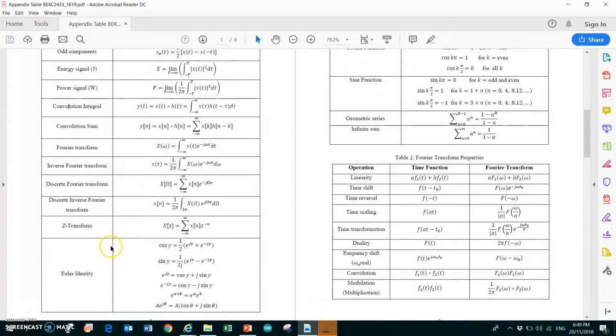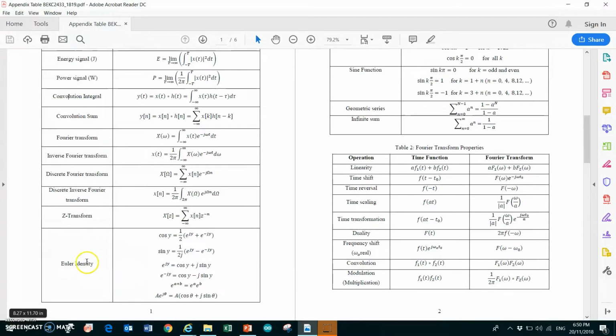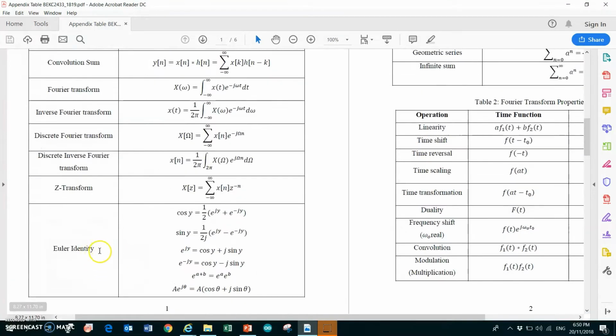And next here you see that you have the Z transform, which is in chapter 5, and also the Euler identity. So the Euler identity given here is similar to what I have taught in class, which is you have the cosine signal and then the sine signal.